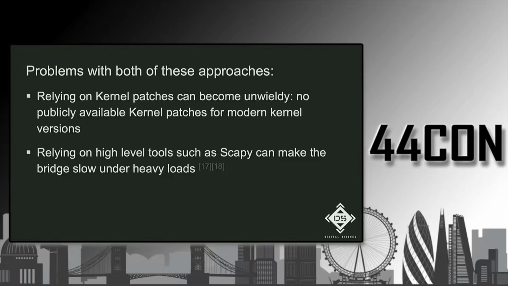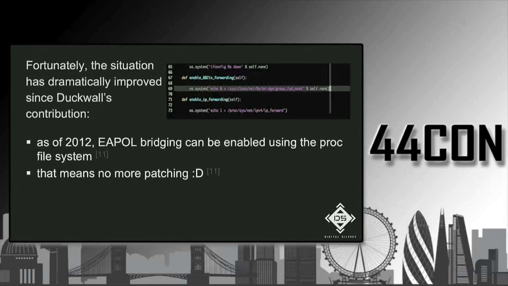Because not only do you have the security guys who know the spike, but now you have users complaining that their network is slow, and then here come the network admins looking for the bottleneck, and they find a little sketchy box plugged into the network. That's a problem. So fortunately, the situation has actually dramatically improved since Duckwall originally made his tool that did this.